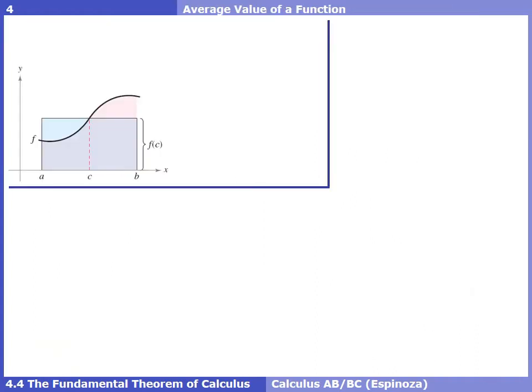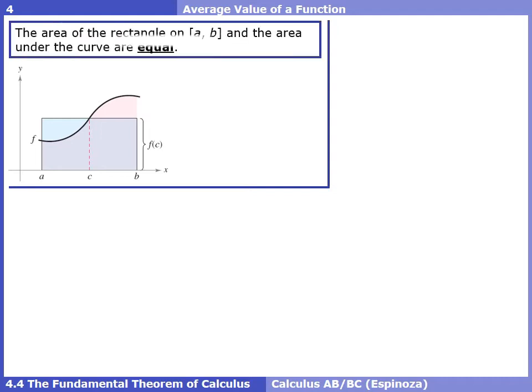One application of the fundamental theorem of calculus will lead us to this little concept called the average value of a function. And using this picture here, you're going to have to start off, before we talk about average value, realizing that the area of this rectangle that you see from A to B and the area under the curve f from A to B have the same value. They are equal to each other. This area for the rectangle, which has the width from A to B and the height of f of c, and then the area under the function f from A to B, those two areas are equal to each other.